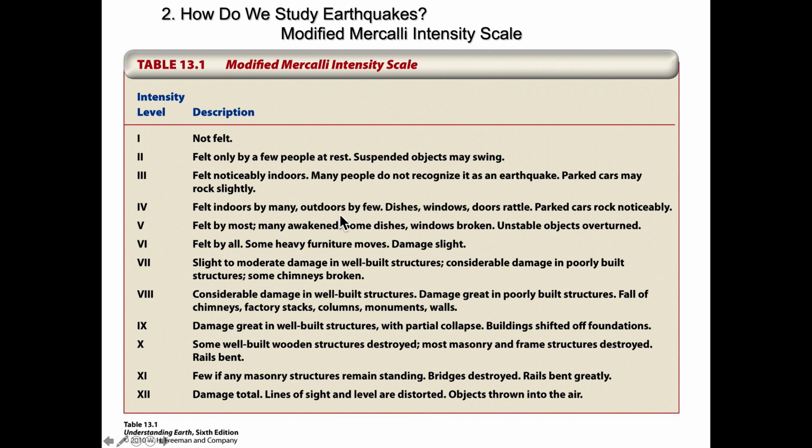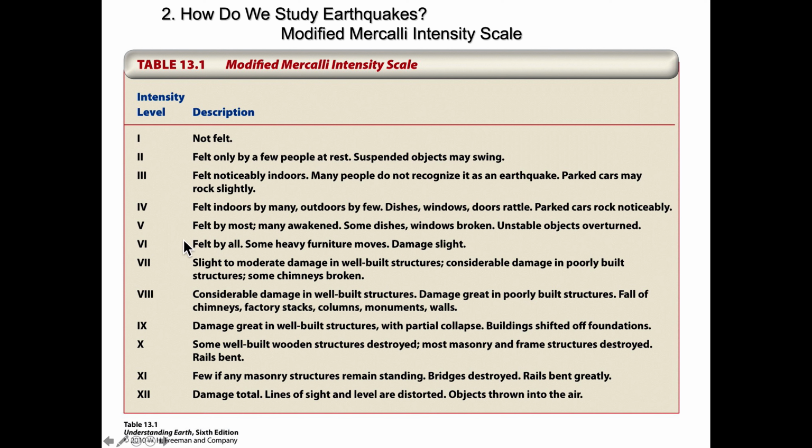This is when dishes and windows and other parts of your house may rattle. Parked cars rock noticeably now. I've been in a few of these, 4s and 5s. I've always been in a place where there's too much going on, so I didn't notice it. Or if I did notice it, I thought maybe it was a truck going by or some other local civic catastrophe.